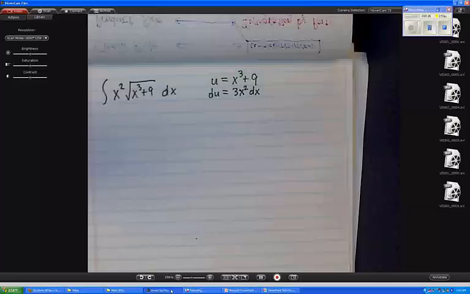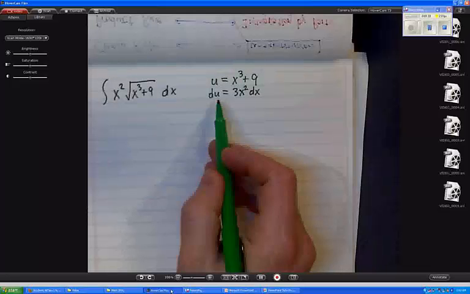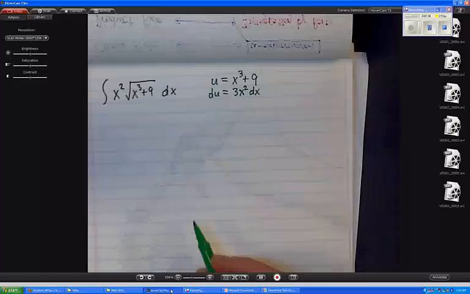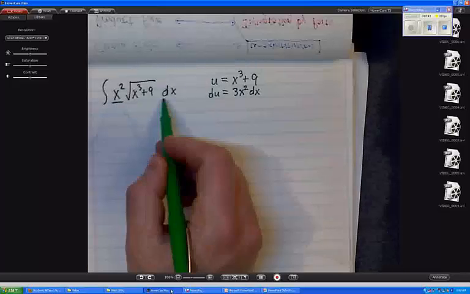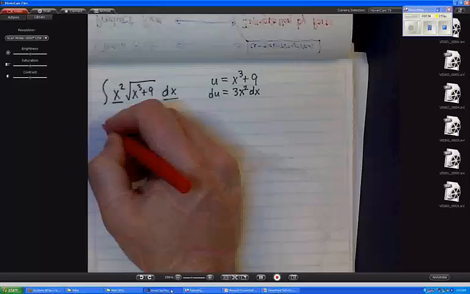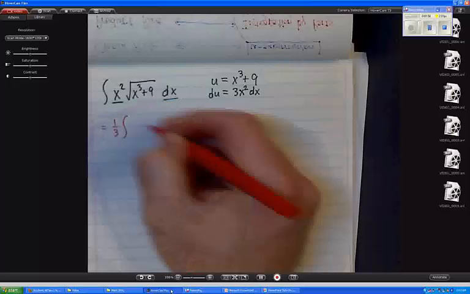So now what you do is you look at your integral and you say, do I have the du that I want? Do I have a 3x squared dx sitting in there? I have an x squared and I have a dx. What's the thing that's missing? A 3. It'd be really nice if I could get a 3 in there, right? So what am I going to do? I'm going to multiply by 1/3, and then I'll have my 3.